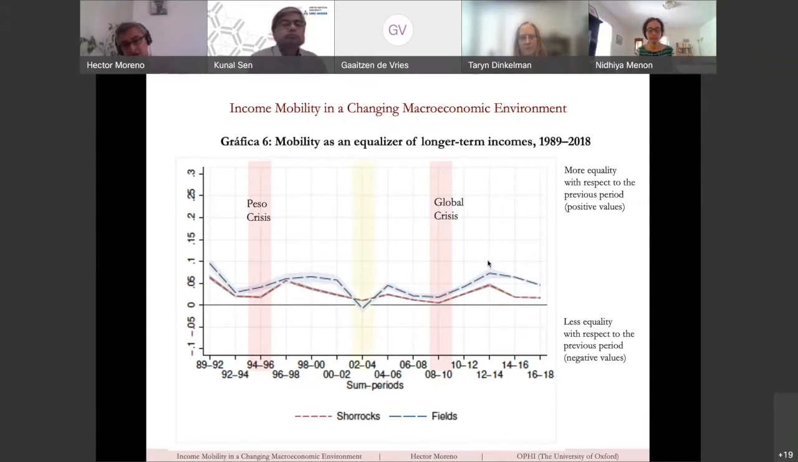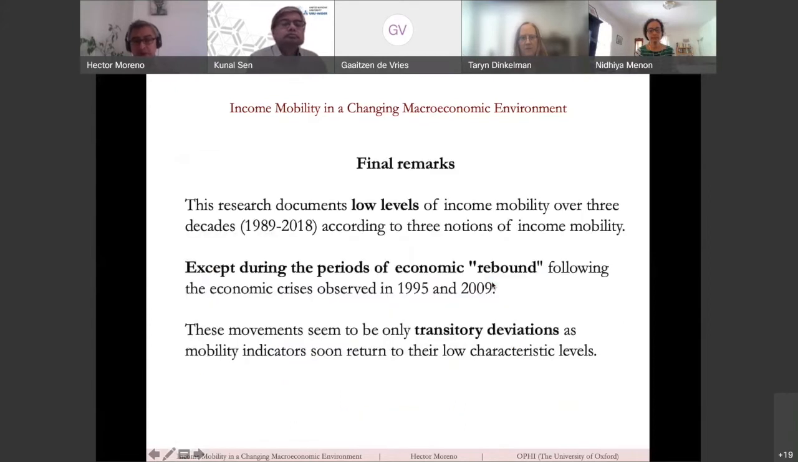So again, we observe that there are some peaks that occur after this economic crisis, but at some point they lose momentum. And these are precisely the 3 remarks that I wanted you to keep in mind. First, this paper documents low levels of income mobility, except for periods of economic rebound that happen after this economic crisis, 1995 and 2009, one internal and the other external. And this, very importantly, this deviation seems to be only transitory, since the economic mobility that we observed seems to return to its characteristic levels.